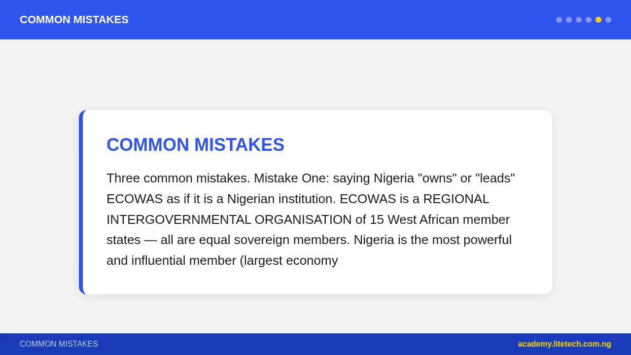Three common mistakes. Mistake 1. Saying Nigeria owns or leads ECOWAS as if it is a Nigerian institution. ECOWAS is a regional intergovernmental organization of 15 West African member states, all equal sovereign members. Nigeria is the most powerful and influential member, with the largest economy, largest population, and largest military, but it does not own ECOWAS. ECOWAS has its own commission and institutions headquartered in Abuja.